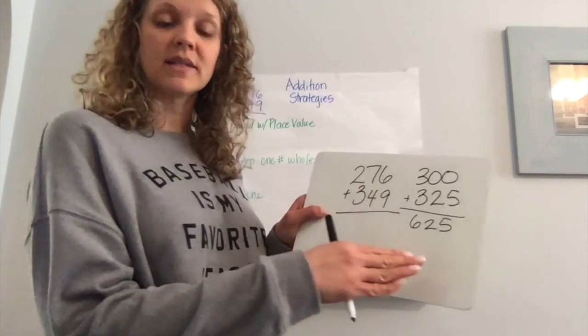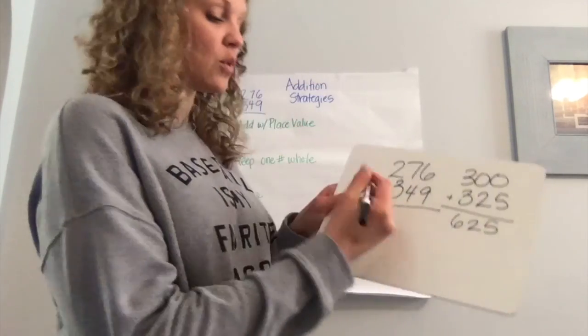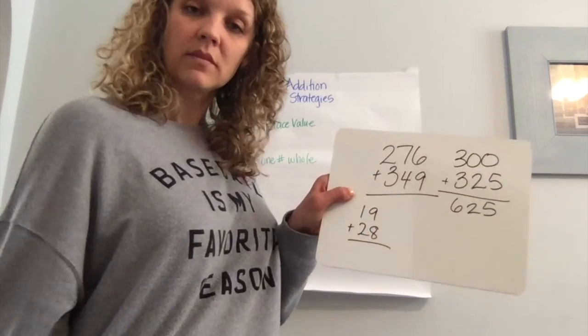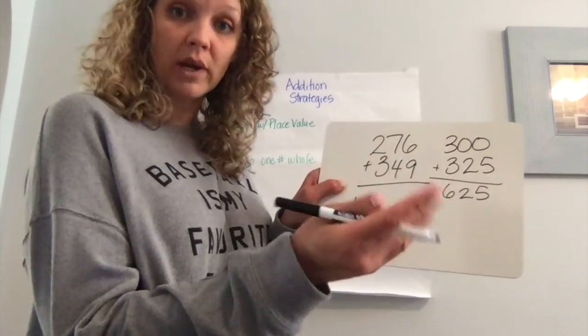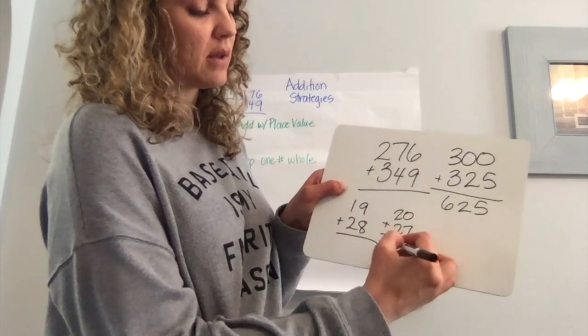Again, I'm not going to see a second grader using this kind of compensation on a 3-digit problem, but they might do it on a problem like this, right? Because 19, super close to 20. Take 1 from here, and now I have 20 plus 27.